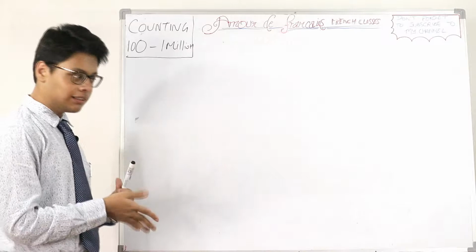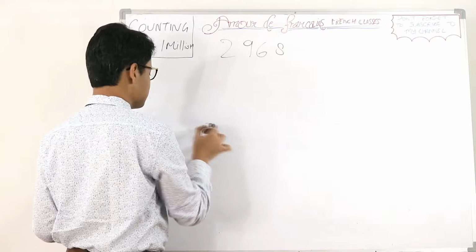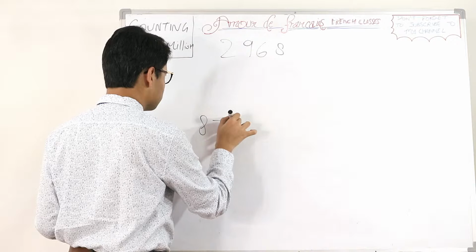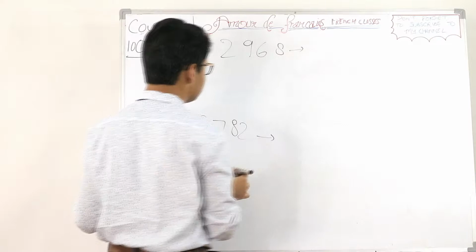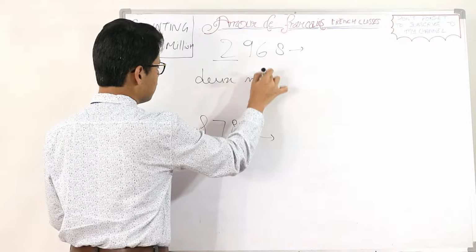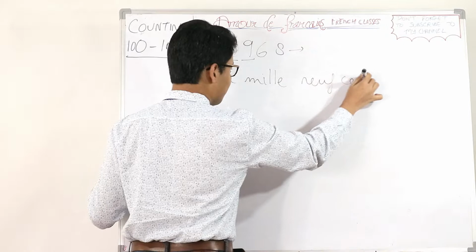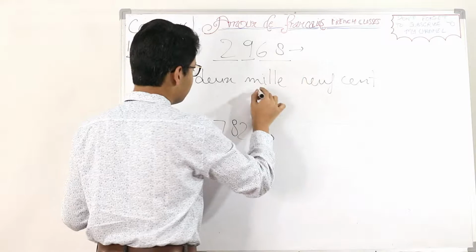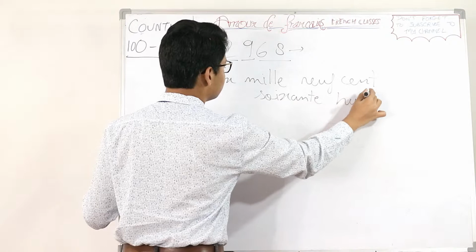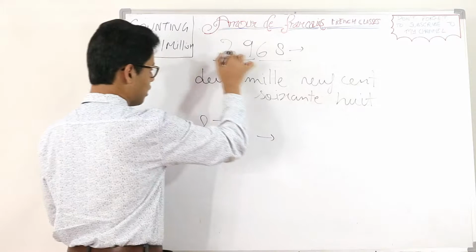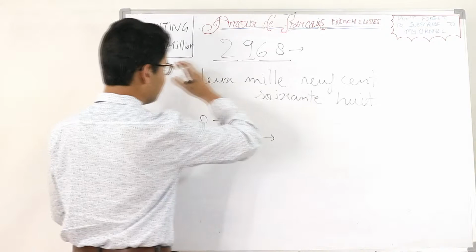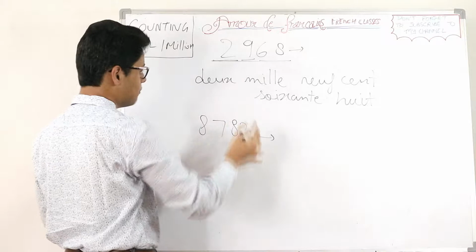Let's take some more numbers. Say, 2,968 and 8,782. So 2, deux mille, 9, neuf cent, and then the units place and the tenth place, 68, soixante-huit. Like it goes in the same order as the order of the digits. Start from the left-hand side and then move towards the right. First one on the left is 2, so it's in the thousands place, deux mille, then neuf cent, and then soixante-huit. Same goes for the other number which we have taken.